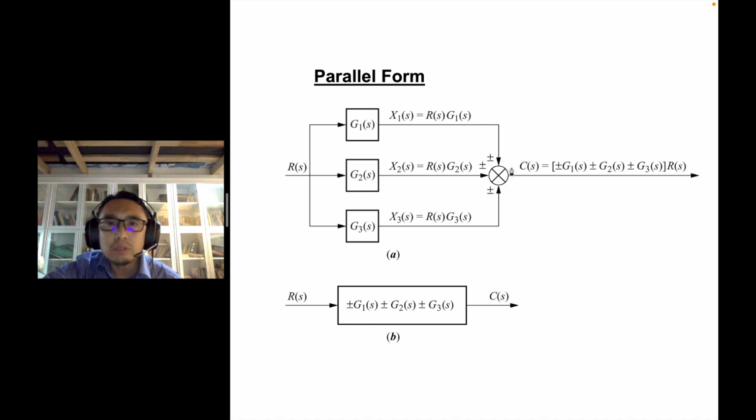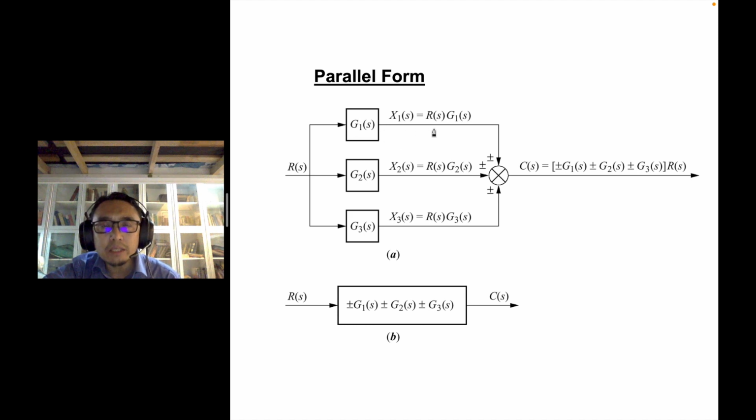and hence the output equals whatever signal goes into the summing junction. So you just add all of them, whether plus or minus, and the equivalent is just plus or minus G1, G2, and G3. Okay, so this is the parallel form.